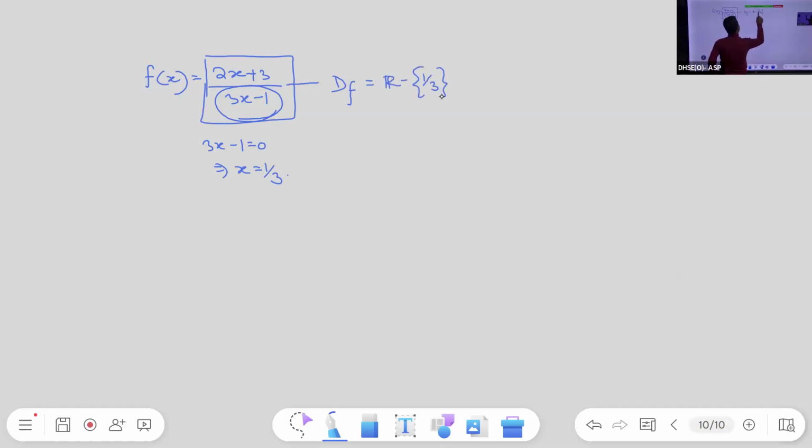Did you understand, guys? Write in the chat box. Is it clear to you? Okay. So write down some questions. Find the domain of the following functions.